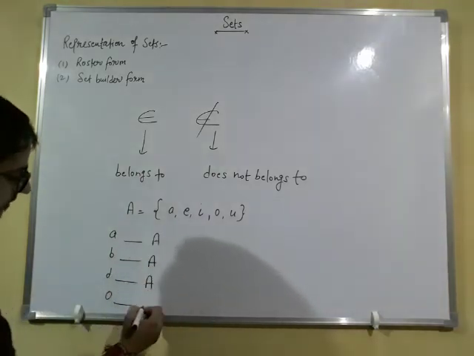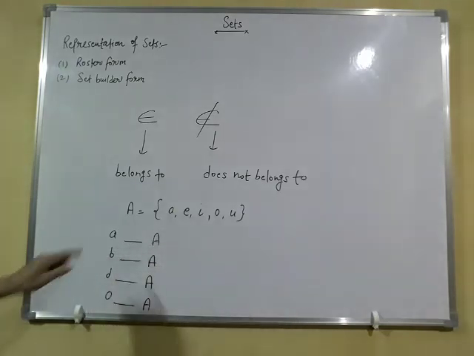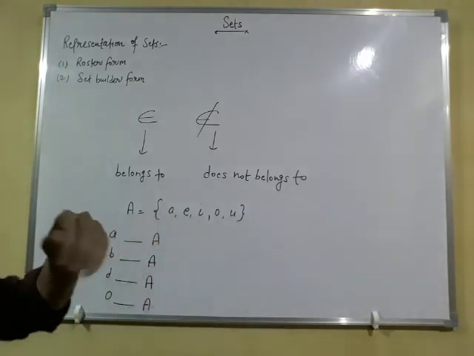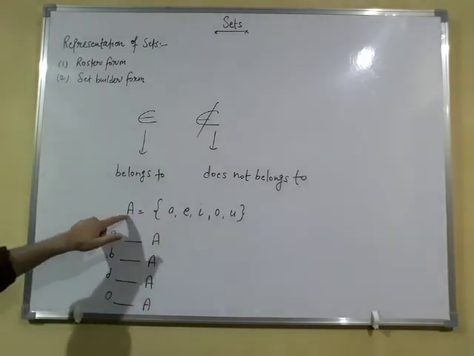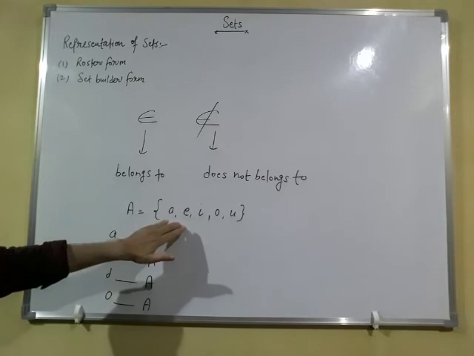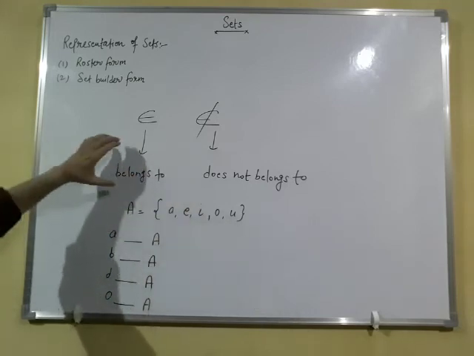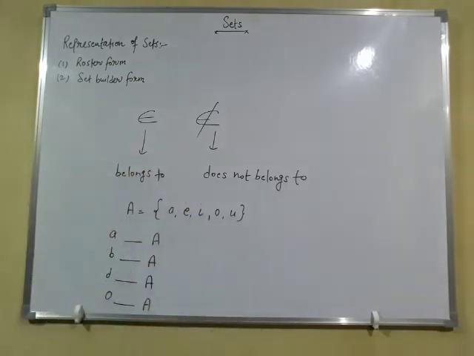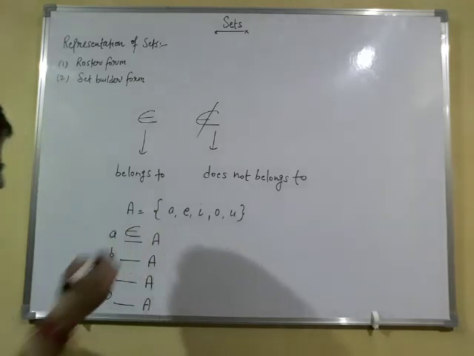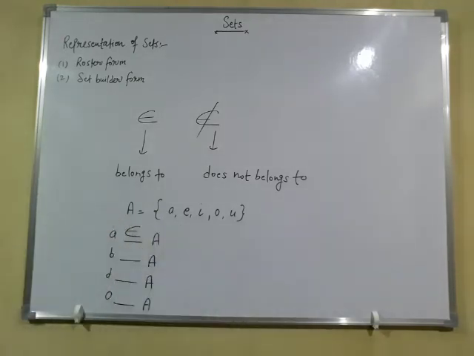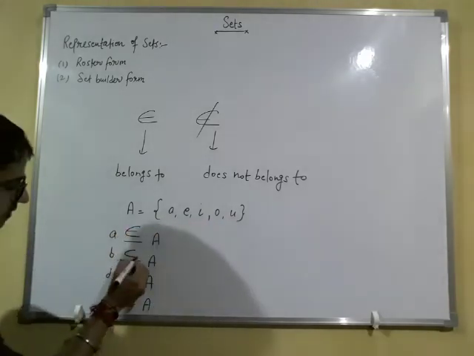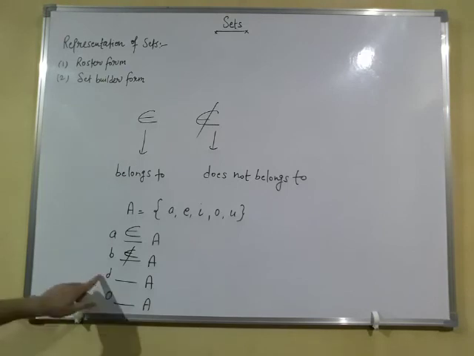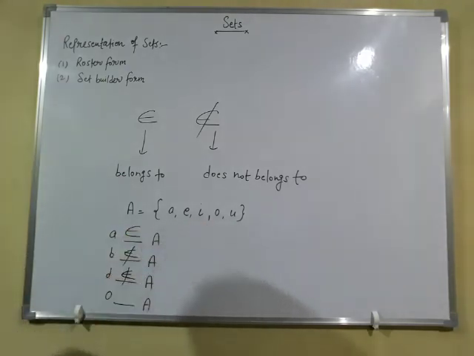This is your set A. So simply, small a is an element of set A. If small a is an element of set capital A, then as an element, it will simply belong. So we will put this symbol, belongs to. Small b. Small b is not here, so we will write does not belong to. Small d. d is not here, so we will write does not belong to.